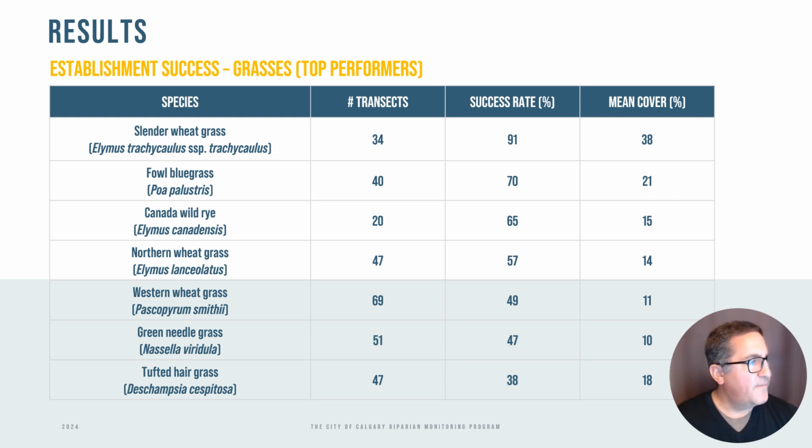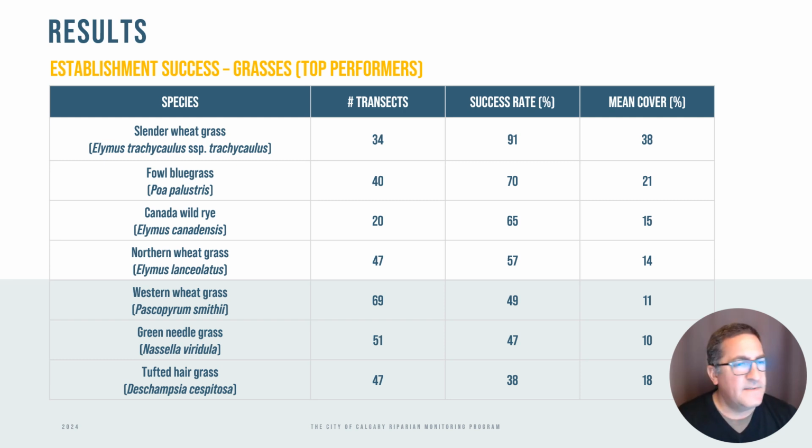The 7 top performing native grass species are listed here. So we have slender wheatgrass, foul bluegrass, Canada wild rye, northern wheatgrass, western wheatgrass, green needlegrass, and tufted hairgrass. These 7 species all perform quite well, both in terms of successful germination as well as providing decent ground cover. Slender wheatgrass in particular had over 90% seeding success and almost 40% cover value.